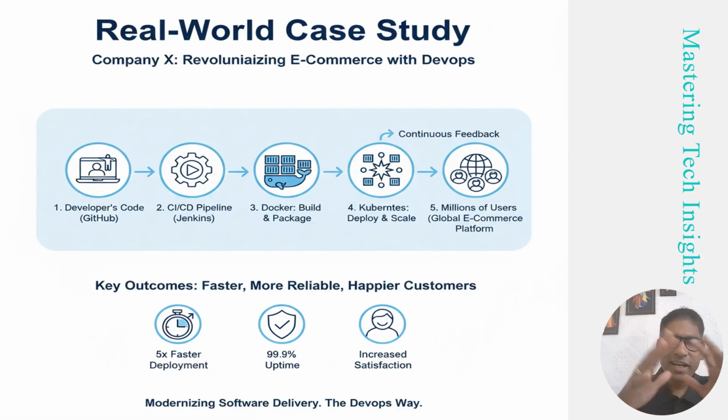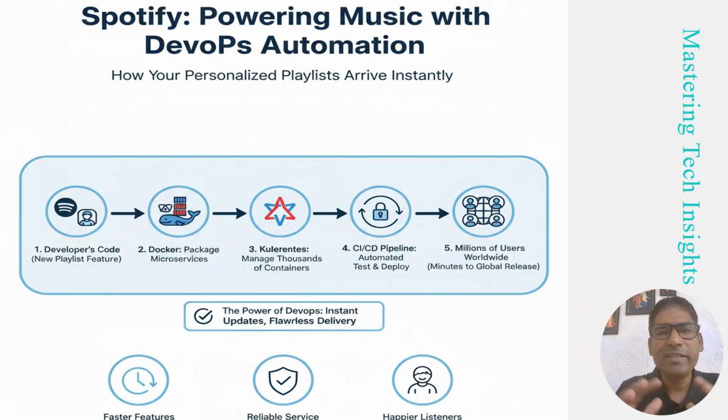Here is a real world scenario. Spotify, for example, uses Docker to package their microservices, Kubernetes to manage thousands of those containers, and CI/CD pipelines to push new updates multiple times a day. When they release new features like a personalized playlist, it is automatically tested and deployed across the world within a minute. That is the power of DevOps automation.